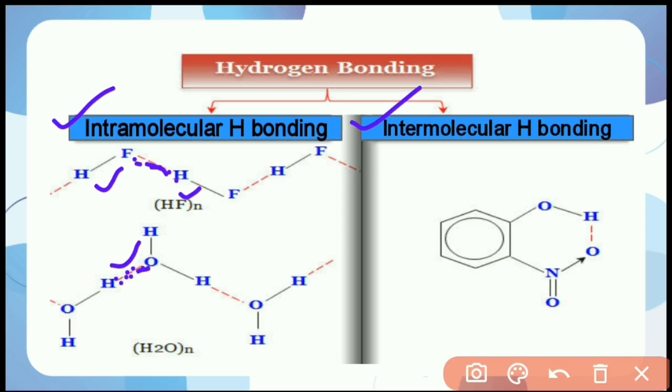The second type, intramolecular hydrogen bonding, occurs within the same molecule between two electronegative atoms. Here hydrogen bonding forms between two highly electronegative oxygen atoms in the same molecule. Let's see the definitions of intermolecular and intramolecular hydrogen bonding.